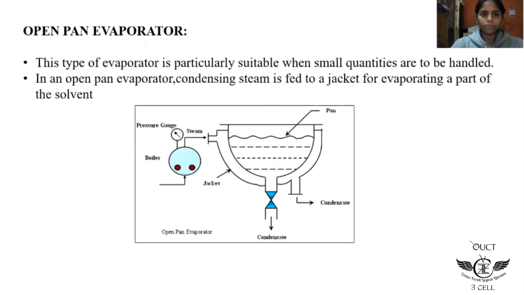Open pan evaporator. This evaporator is particularly suitable when small quantities are to be handled. In an open pan evaporator, condensing steam is fed to the jacket for evaporating part of the solvent. The solution to be concentrated is taken into the pan and steam is fed to the jacket, and evaporation is carried out for a predetermined time to form the concentrated solution, and that is discharged through the thick liquid discharge, that is through this blue one. And this is simple in operation. This is about the open pan evaporator.